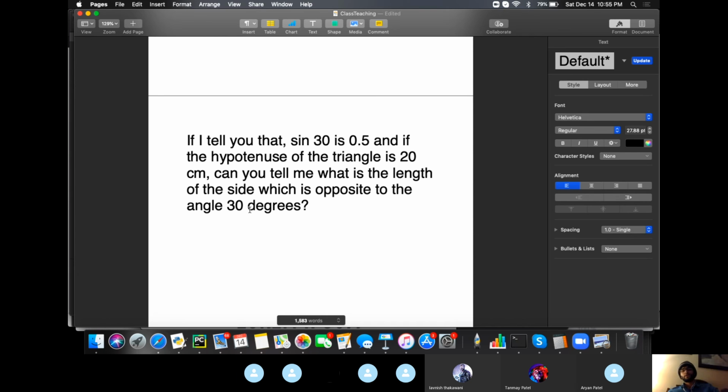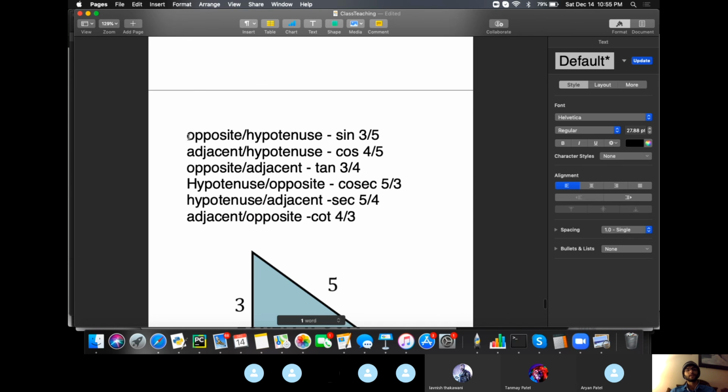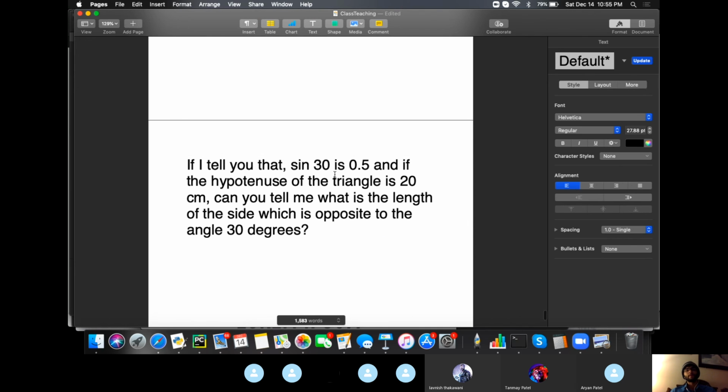Okay, let's try to understand this problem. Parv's doubt is quite valid. He says, does that mean that x by 20 is 0.5 and x is the opposite side? So sine ratio is opposite by hypotenuse. That is the ratio. In this particular triangle, if this was the angle, the sine ratio was 3 by 5. But in the problem, the sine ratio is 0.5. So the angle is 30 degrees and the ratio is 0.5.